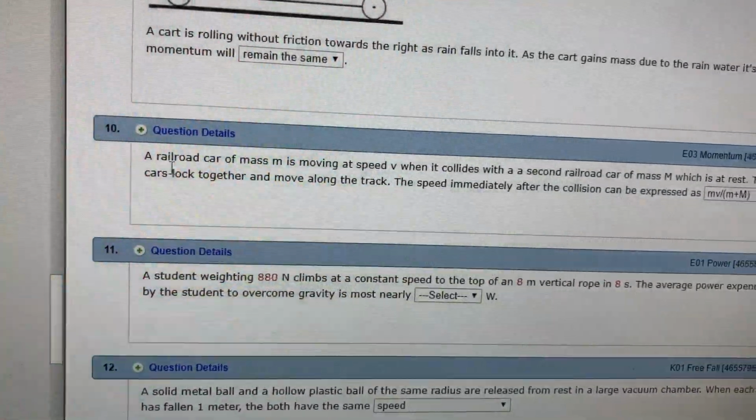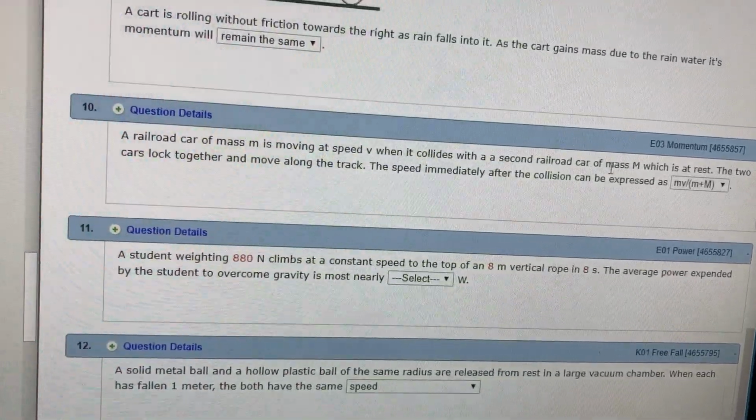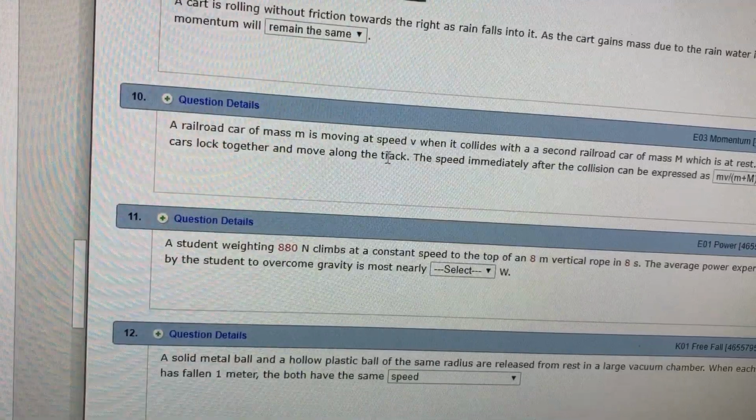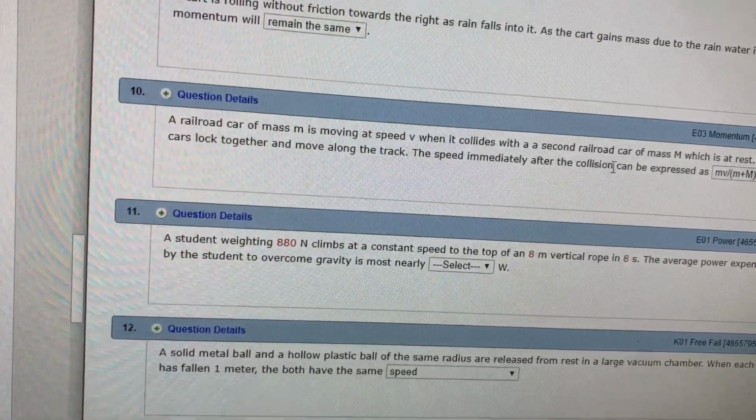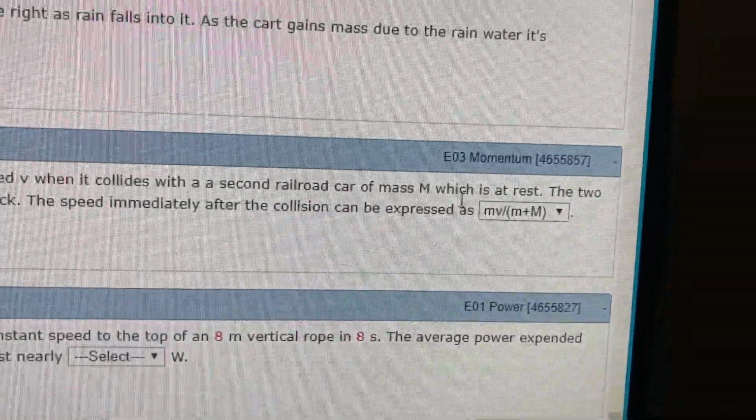On to 10. A railroad car of mass m is moving at constant speed v when it collides with a second railroad car of mass m, which is at rest. The 2 carts lock together and move along the track. The speed immediately after the collision can be expressed as, and then I've got this crazy thing here. Where does that come from?